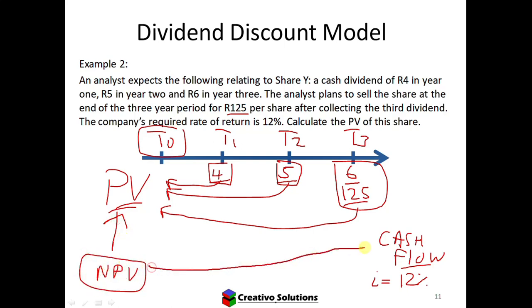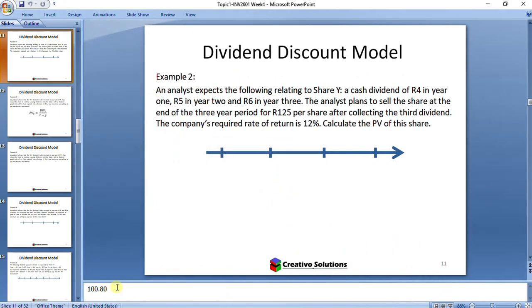You can do that using your net present value. That's why I'm saying you can use a shortcut: the cash flow function on your calculator. You can insert this as your first cash flow, that as your second cash flow, and that as your third cash flow. As long as I've given a 0 value for the initial investment, when I solve for NPV, it's going to give me the PV, the present value. And your answer should be 100 Rand and 80 cents.